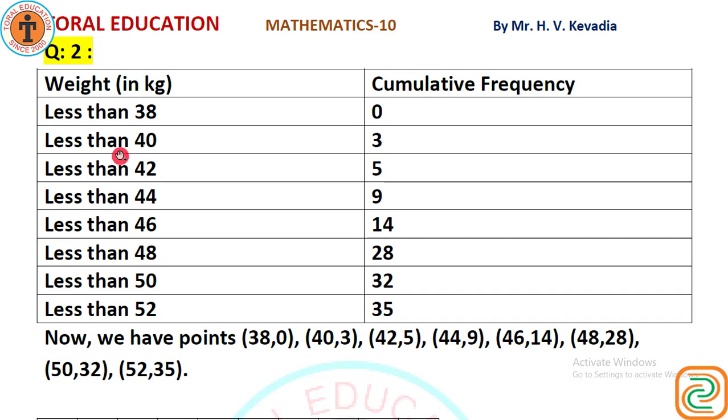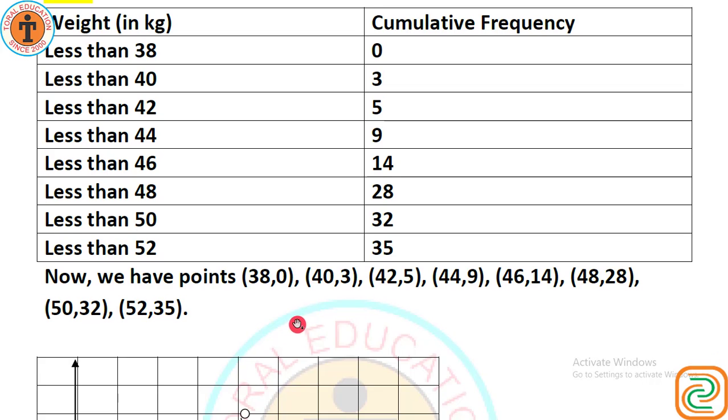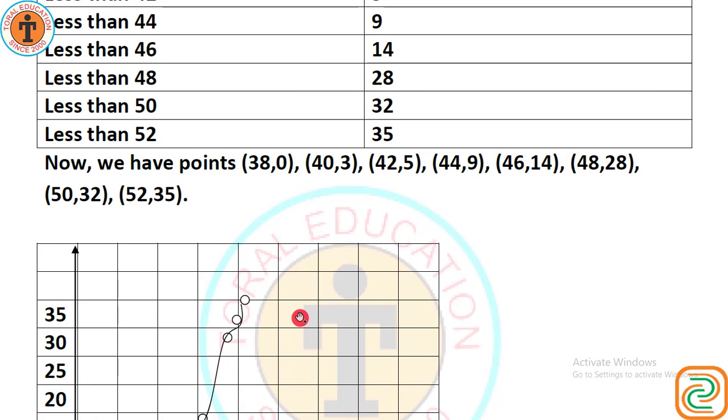Here the gap is 2. So what are the points? We have the points 38 and 0, 40 and 3, and so on. Let's take this on the graph.